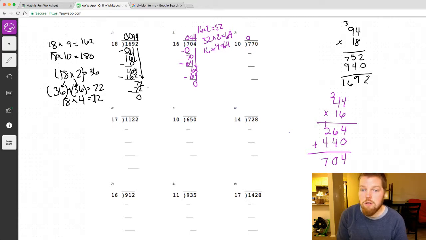10 times 0 is 0. Do our subtraction, we'll get 77. How many times can 10 go into 77? 7 times without going over. 70, subtract, 7, and then that will go in 7 times. 70, 0 remainder.